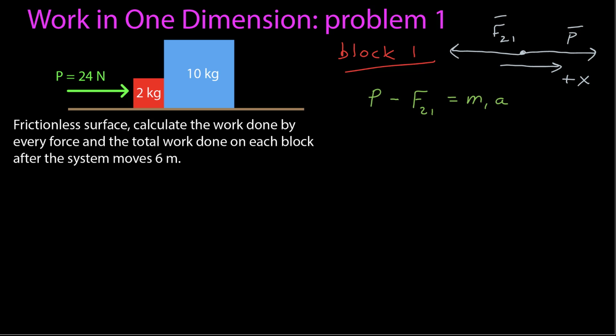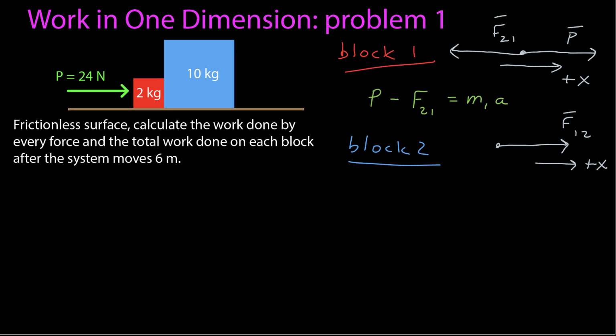Translating this using my one-dimensional notation for vectors, the magnitude of the pushing force minus the magnitude of the contact force of block 2 on 1 is equal to the mass of 1 times the acceleration of 1. Now these two will move together as 1, and so that means their accelerations will be the same. So I'm just simplifying without the subscript, since the acceleration of 1 is equal to the acceleration of 2, which I will just call a.